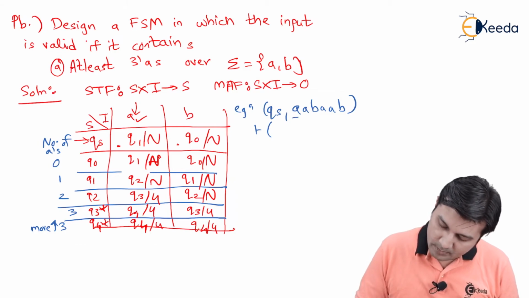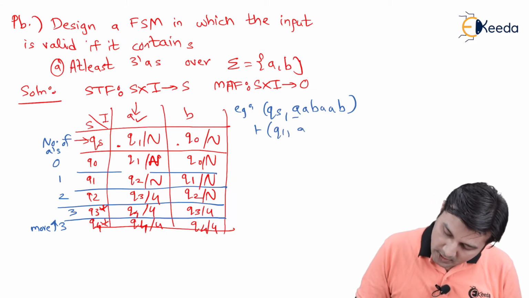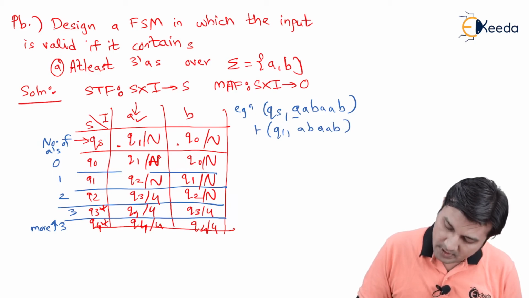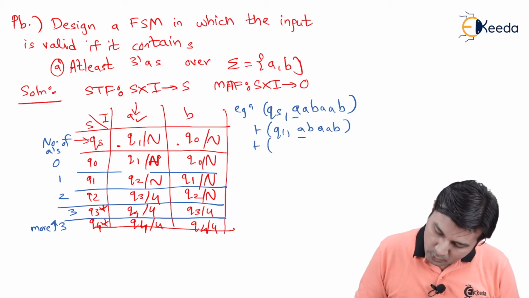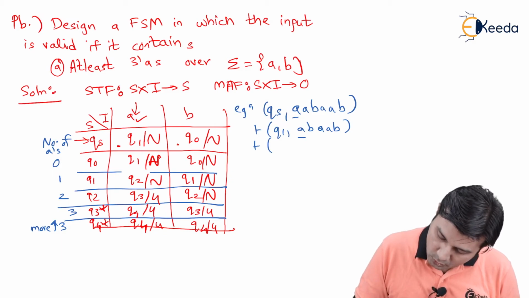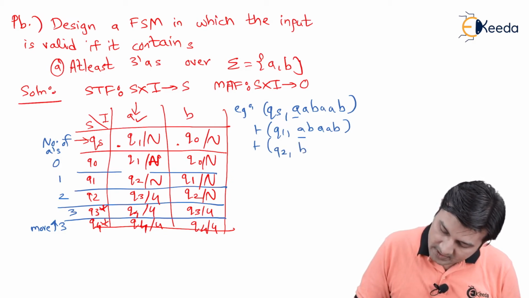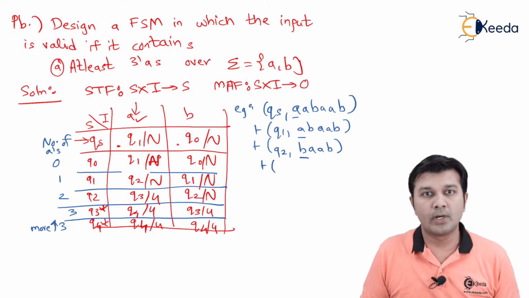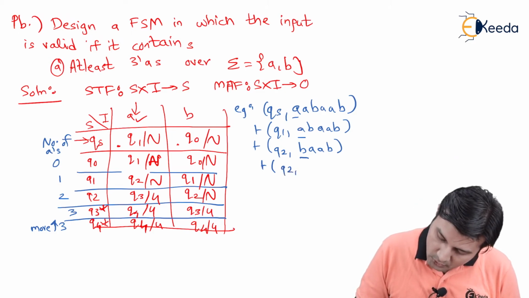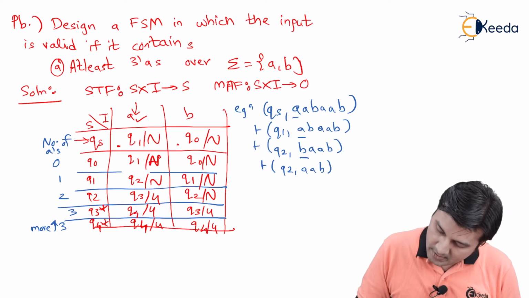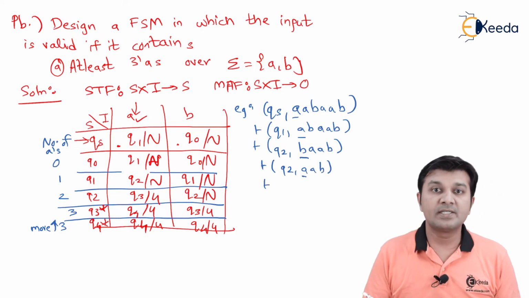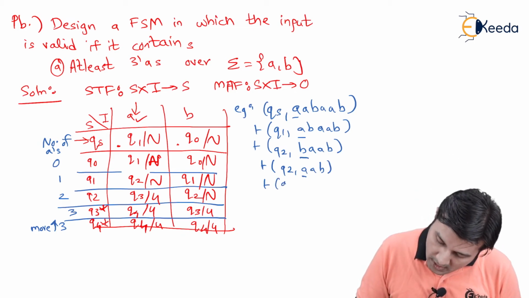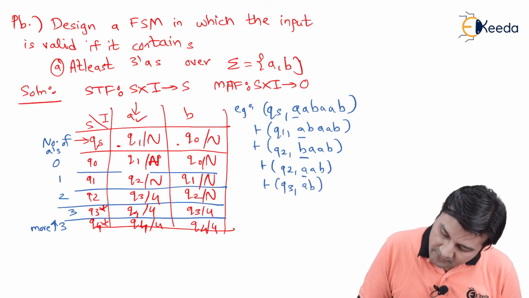QS on receiving input symbol A is going to Q1, with ABAAB left. Q1 on receiving input symbol A is going to Q2. What I have is BAB. Q2 on receiving input symbol B is going to Q2 again. So I have Q2, AB. Q2 on receiving input symbol A will go to state Q3. So I have Q3 and left is AB.